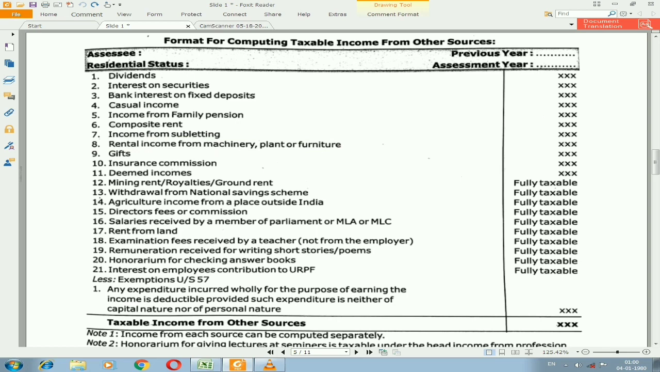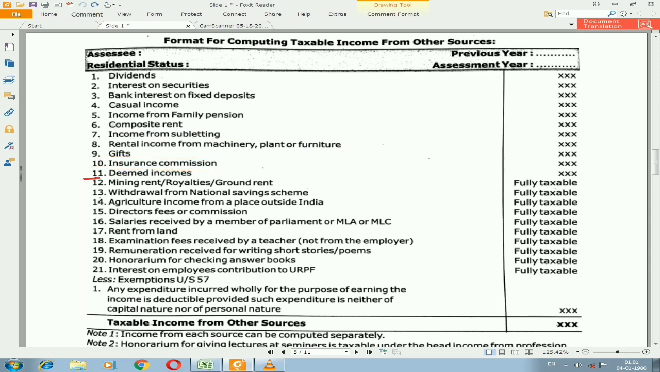The next income is insurance commission. If a particular assessee is getting any commission through insurance, that will be taken in the other sources category. Under this, if any expenditures are there on that particular income, then that will be deducted and the total will be taken in the amount column.